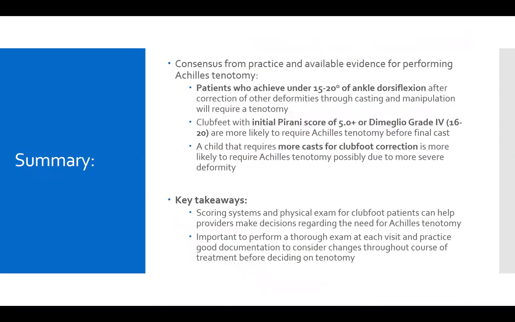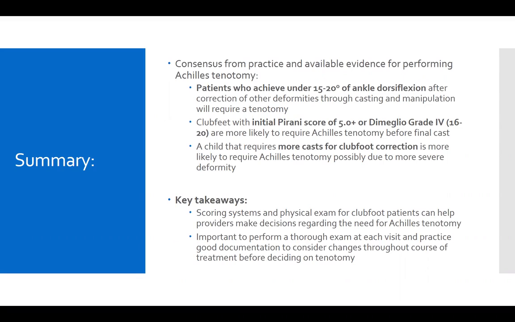So in summary, looking at our consensus for practice and also the available evidence for performing an Achilles tenotomy. A number again we like to keep in mind for our practice is that patients who typically achieve under 15 to 20 degrees of ankle dorsiflexion after correction of their other concomitant deformities with casting and manipulation will likely need a tenotomy. Clubfoot children with an initial Pirani score of 5 or more, or a DiMeglio grade 4, which is a total score of 16 to 20, are more likely to require an Achilles tenotomy before their final cast. These are typically our more severely affected children.